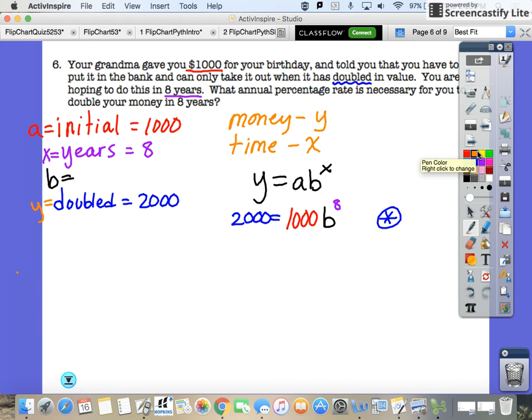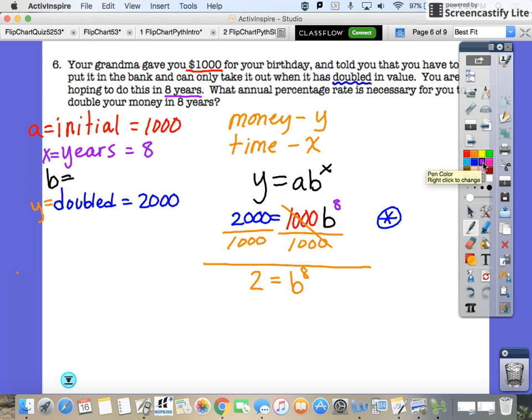So just like the first couple examples, what we're going to do is divide by 1,000 first. These cancel, and we're left with 2 equals b to the power of 8. And what we want to do is raise both sides to the reciprocal power. So 1/8, 1/8. These cancel to 1. So we have b equals, in your calculator, if you type 2 caret 1 divide 8, you should get 1.09.